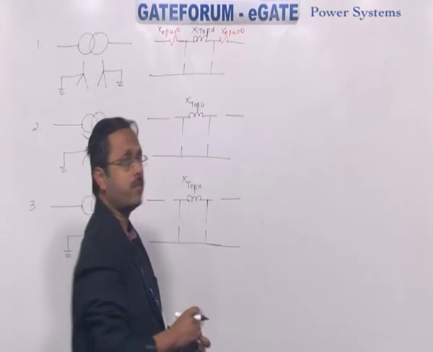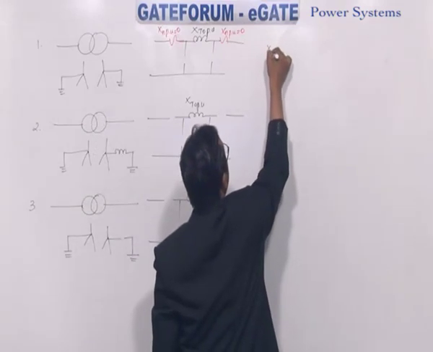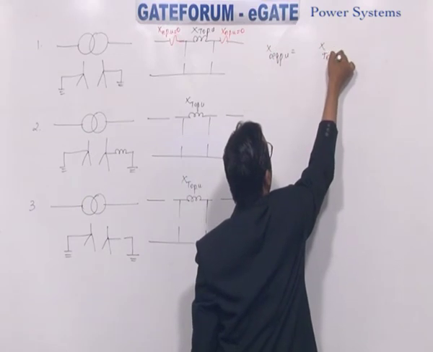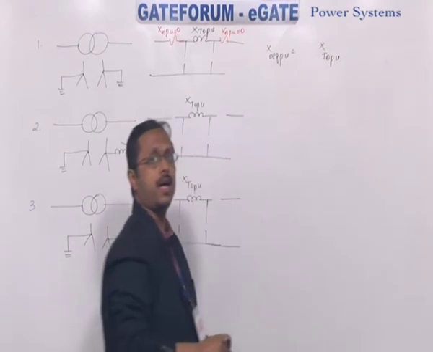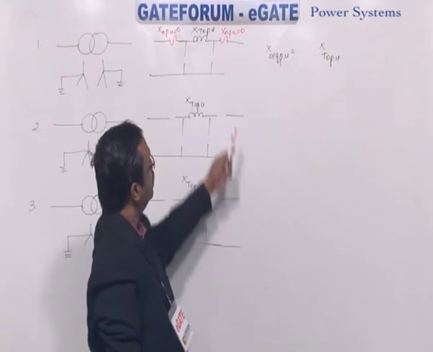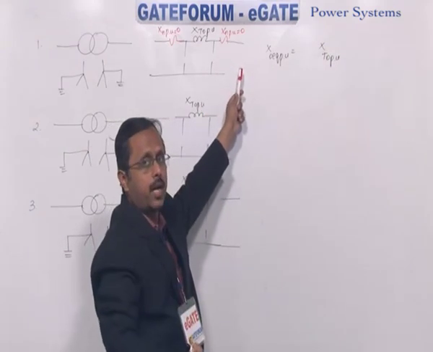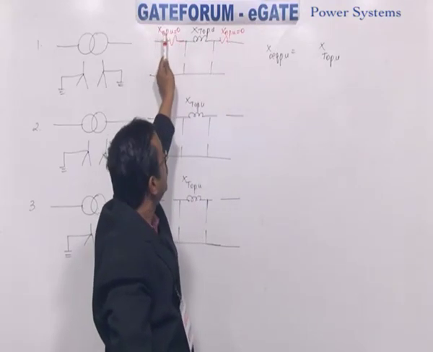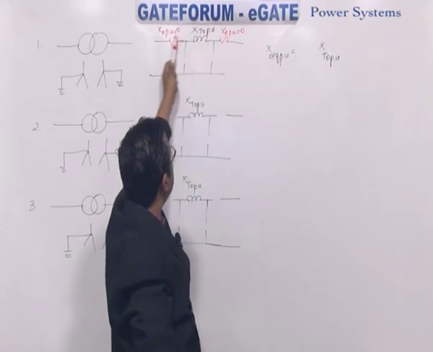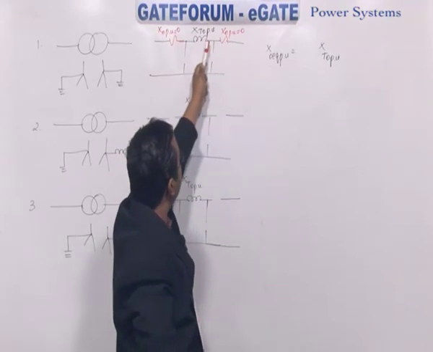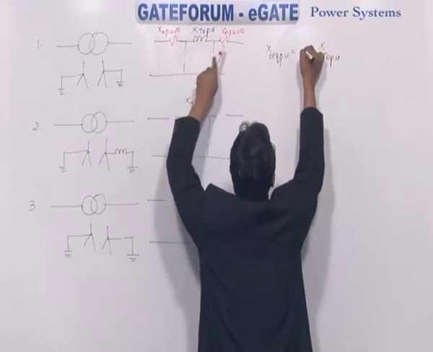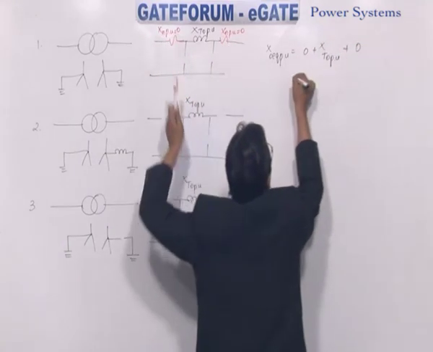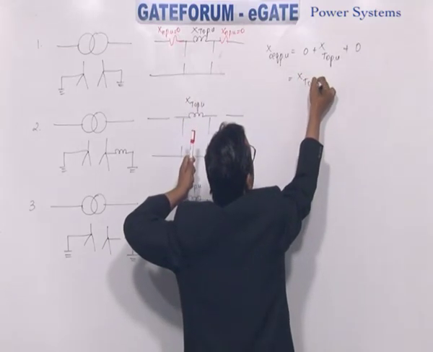So what is X0 equivalent per unit now? By default you travel through XT0 per unit. And what about the remaining path? Very simple and important. You travel through the switches we have operated. So we have operated the series switches, so you travel through those series switches. How much reactance? 0. There also 0. How much do you get now? XT0 per unit.